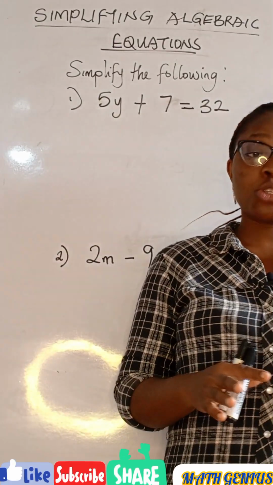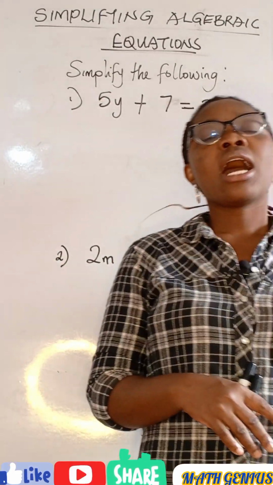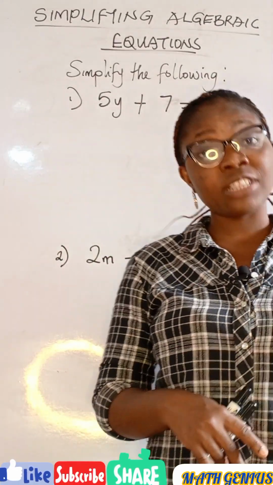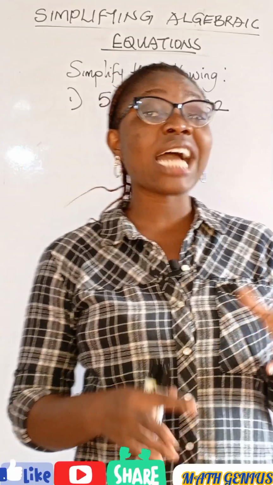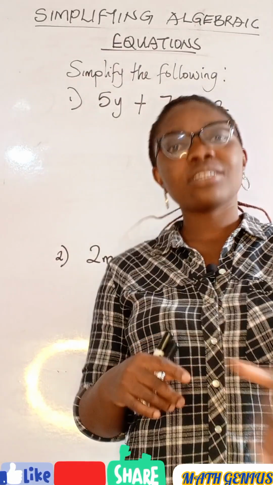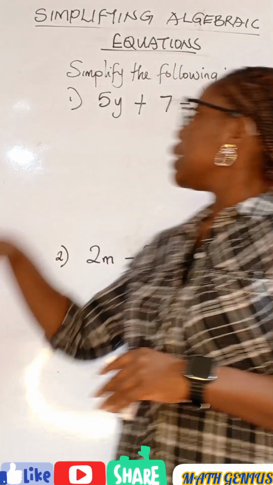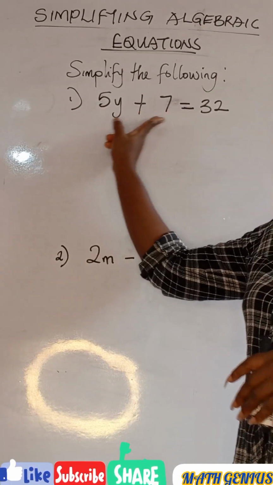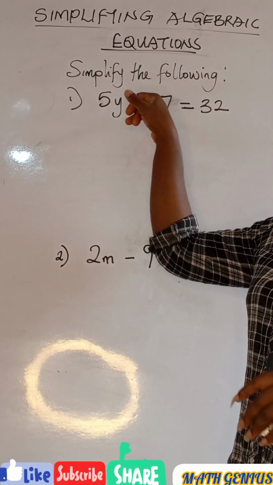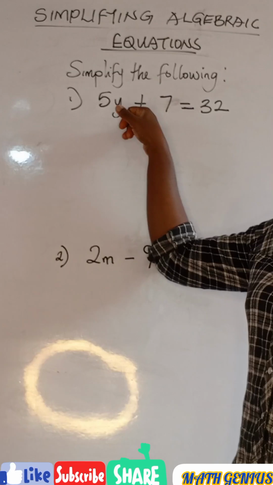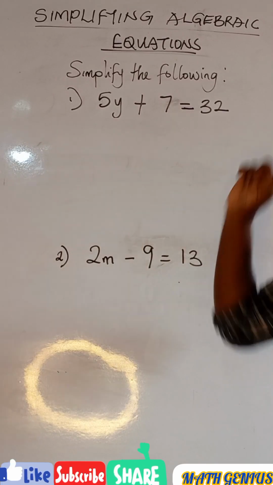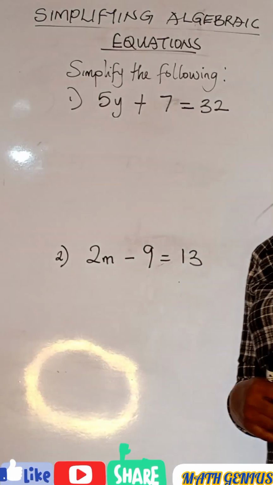So today we'll be continuing that class by moving further into how to simplify algebraic equations. Now, algebraic equations are different from algebraic expressions. Algebraic equations are formed when algebraic expressions are equated to any number. For example, number 1. Now, 5y plus 7 is an algebraic expression. It's having a number, a letter, and of course, it can have any operation, plus, minus, anyone. And then now it's been equated equal to 32. In an algebraic expression, there was no equal to sign.